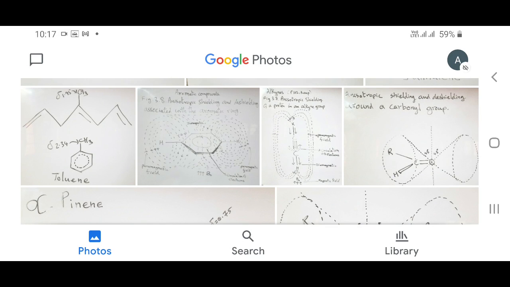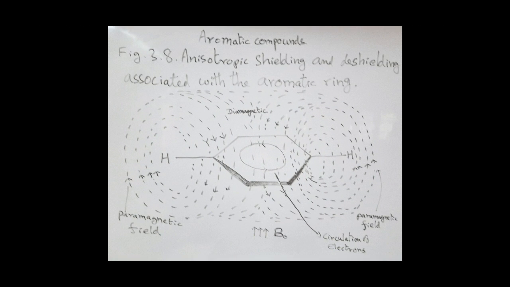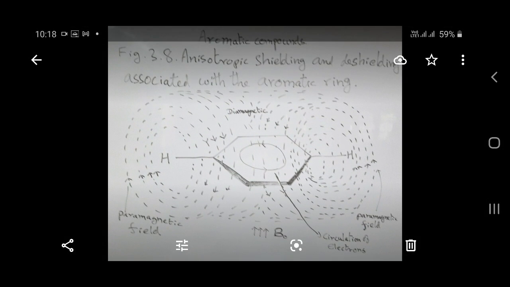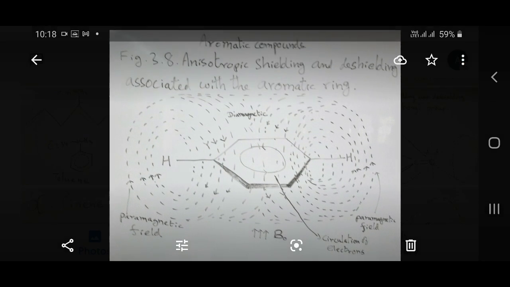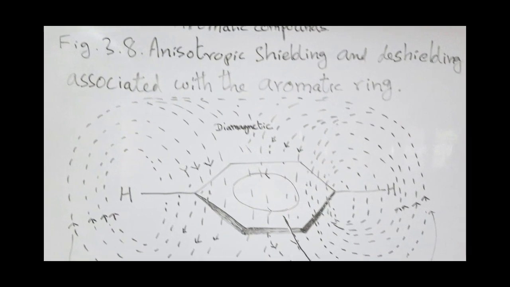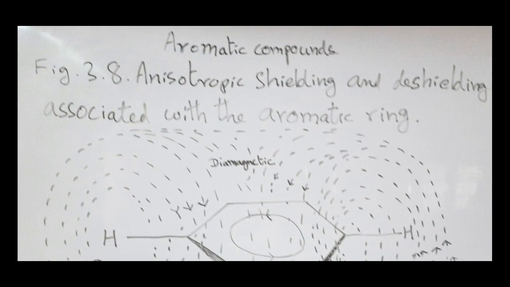Now let us move to the next example. Here we are discussing the circulation of pi electrons in aromatic compounds. I already told you, aromatic compounds have a pi system which is conjugated. The benzene molecule has 3 carbon-carbon double bonds. The 3 carbon-carbon double bonds are conjugated with each other. They are delocalized. So the pi cloud is delocalized over all the 6 carbon atoms in a molecule of benzene.